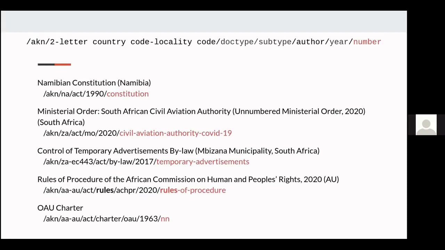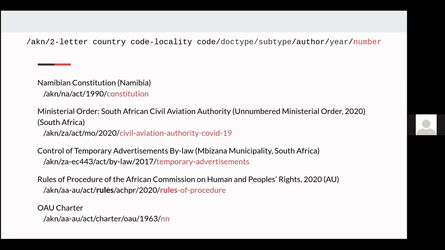We do have plenty of documents that don't have a number, especially at the regional level. So the constitutions in Namibia and South Africa, we use constitution for that, because they're unnumbered acts.